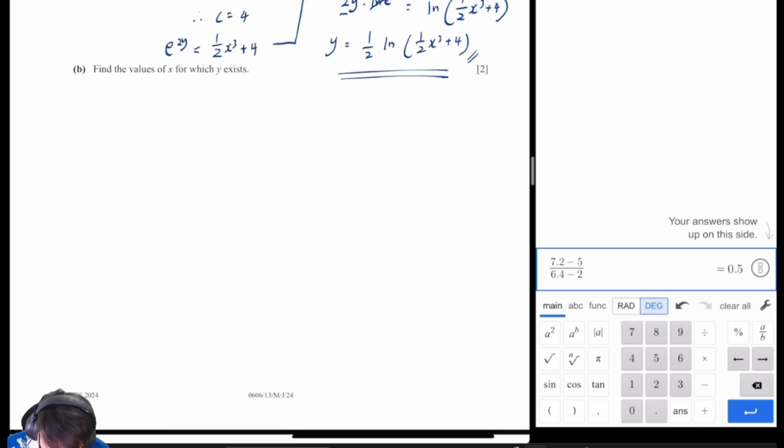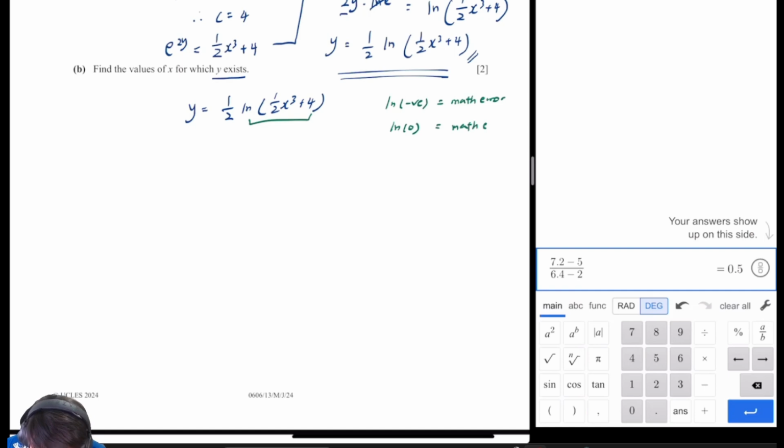So for part B, find the values of x for which y exists. In order to solve these questions, the word y exists basically means that whatever you do will not give you a math error. So you need your original equation from just now. Within the logarithm, the whole thing cannot be 0, right? Or you cannot have ln of a negative number, because ln of a negative number will give you a math error, of course. And ln 0 will also give you a math error. So this is a proof that the function is not going to exist when it's below 0.